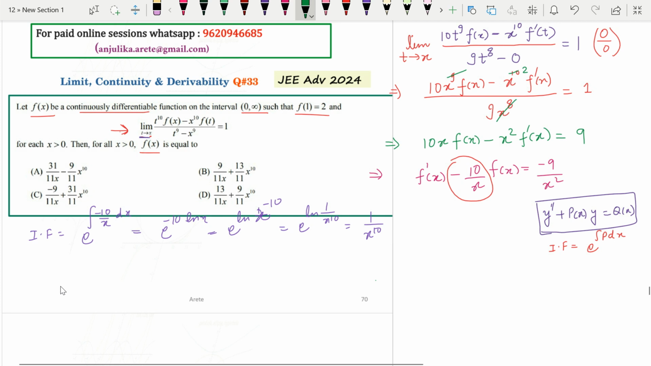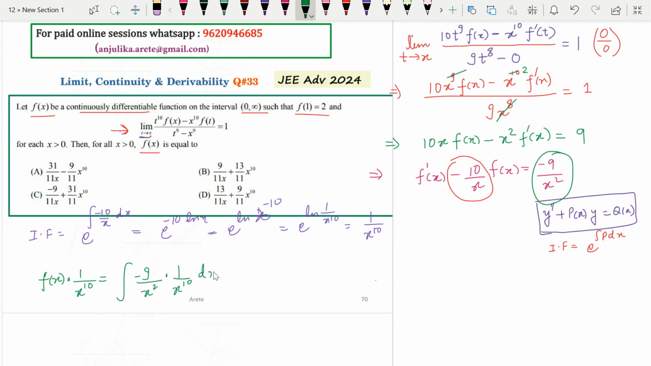Now you know how to write the solution. I'm going to write y is f of x. So f of x times the integrating factor is equal to integral of Q(x). Who is my Q(x)? This. Q(x) times again the integrating factor. You need to integrate that plus a constant of integration. Done. Almost done. So now what's that? Integral of x to the power minus 12. That would be x to the power minus 11 upon minus 11 plus c. Fix this up now a little bit more. f(x) upon x to the power 10 is equal to 9 upon 11 x to the power 11 plus c.